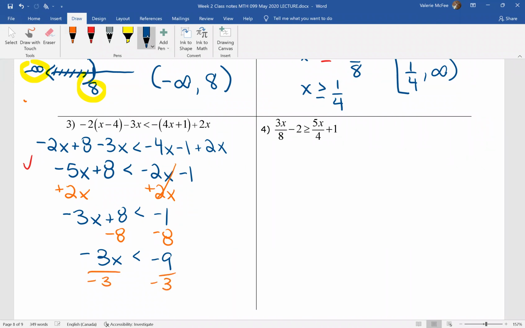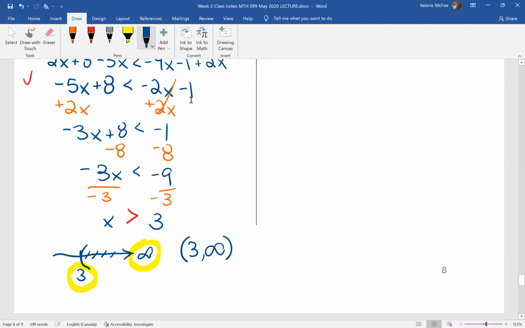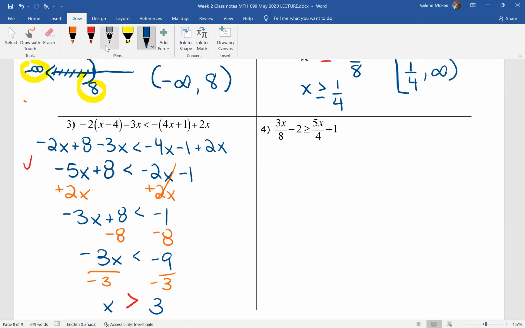But when we divide by -3, it does change the direction. X is greater than 3, so we're shading towards positive infinity with a round or open bracket. And for interval notation, we're using those endpoints in the order they appear. If you haven't completed question 4, pause your video and do so now.